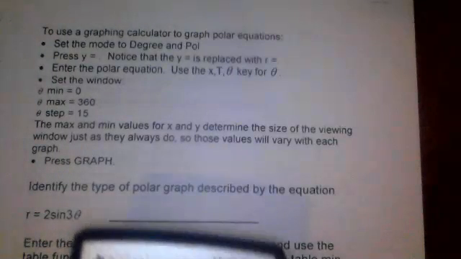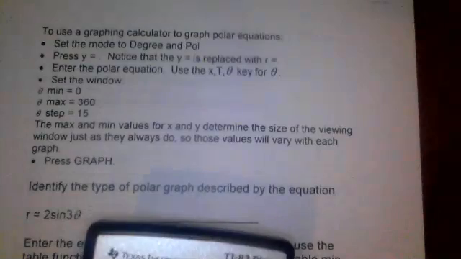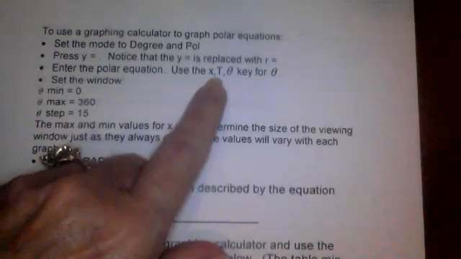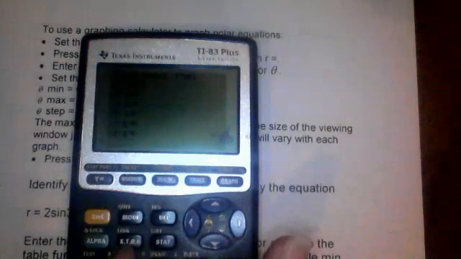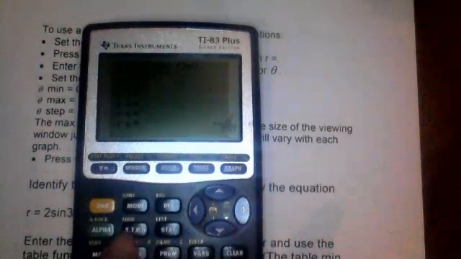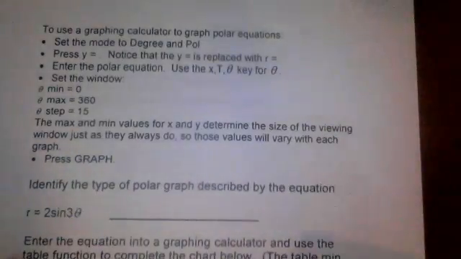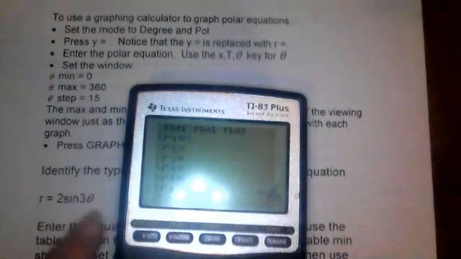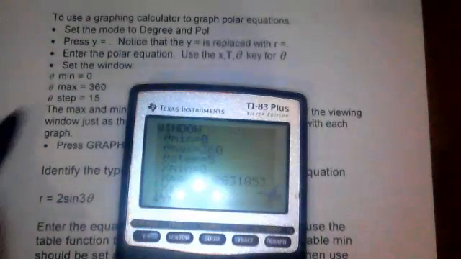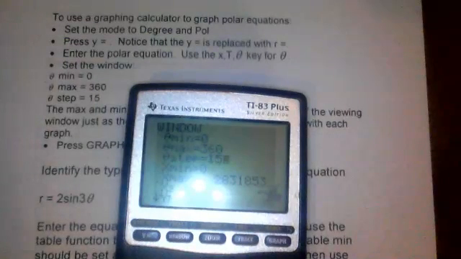We can use the same button that we normally would use for x for theta. So you notice this key has other labels on it. This is why, because it depends on what mode you're in. So we are going to go ahead and set our window. So let's go to our window. We're going to go from 0 to 360. We're going to step by 15 degrees because that's what's in the table down below.